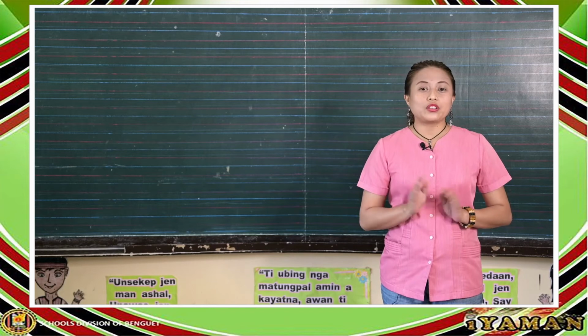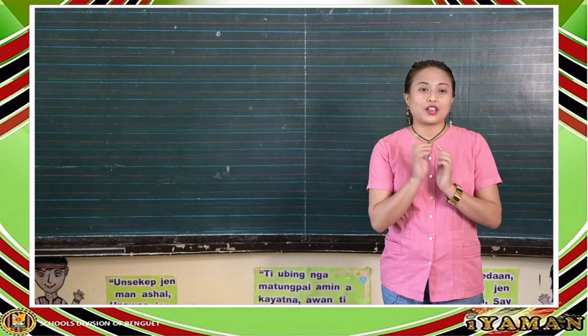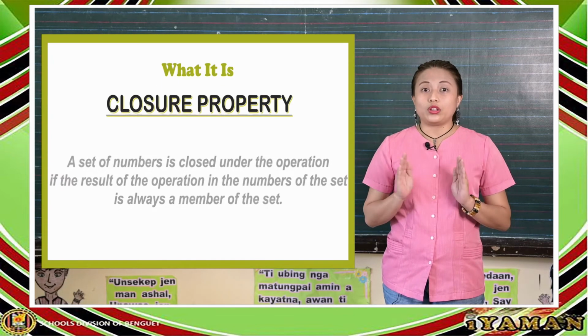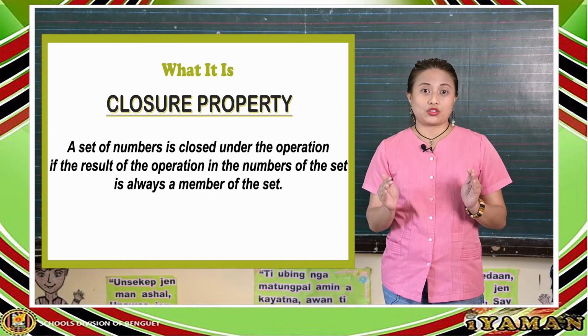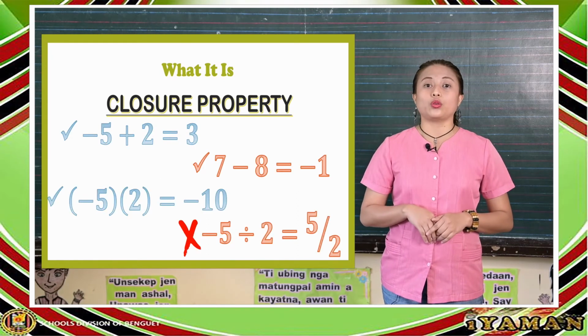When you use the word close, you think close the door, right? Just like that, the closure property simply means that when we do an operation on integers, our results should also be integers. Otherwise, it's not closed.